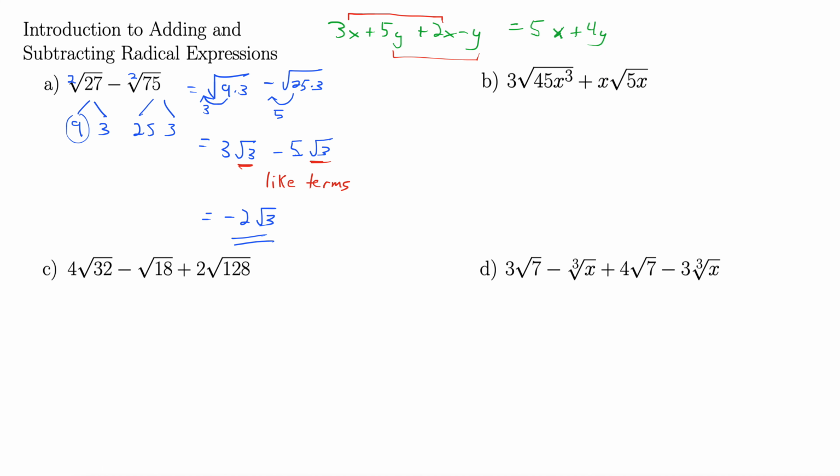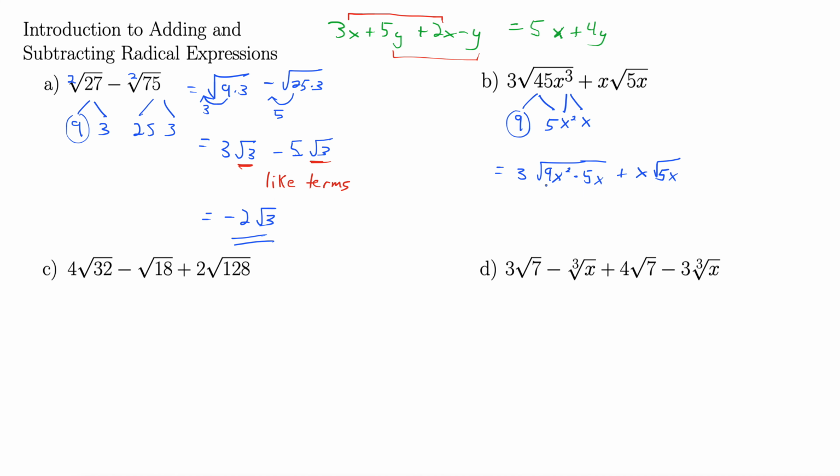B is a little bit more challenging, a little bit more going on, but not the end of the world here. We have 45. Again, we're looking for perfect squares. 9 and 5. There's our perfect square, 9. Same thing with x cubed, we can break that down into an x squared and then an x. Okay, so let's rewrite this as 3 times rad 9x squared times 5x. I'm just rewriting it a little bit. And then we'll leave the second term alone, plus x rad 5x.